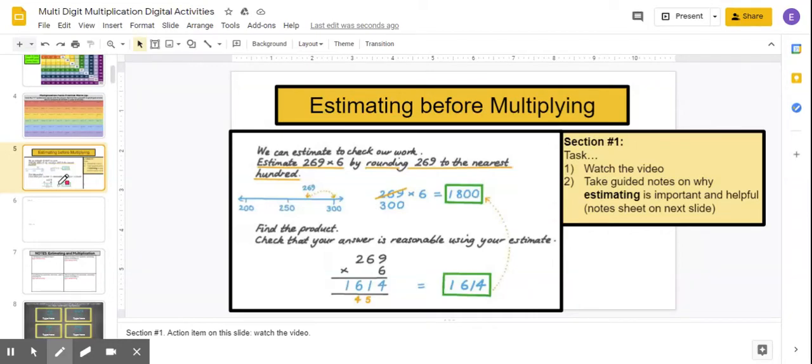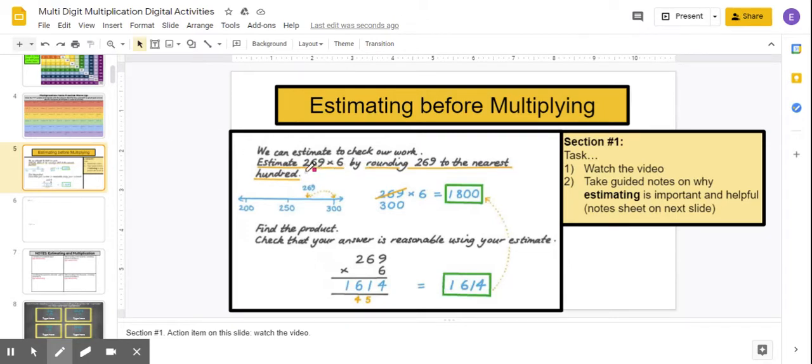Hey team, so here we are thinking about estimating before we multiply. You could also estimate after you multiply. I like to think about doing it before so that I know if my answer, when I get to the answer, is in the ballpark, if it's a reasonable response. So one thing that you will be practicing here is thinking about rounding to a certain place value spot.